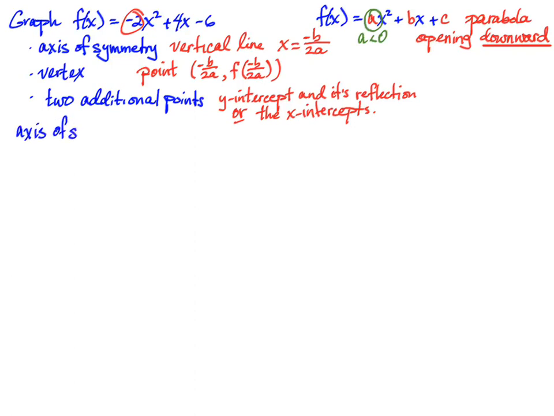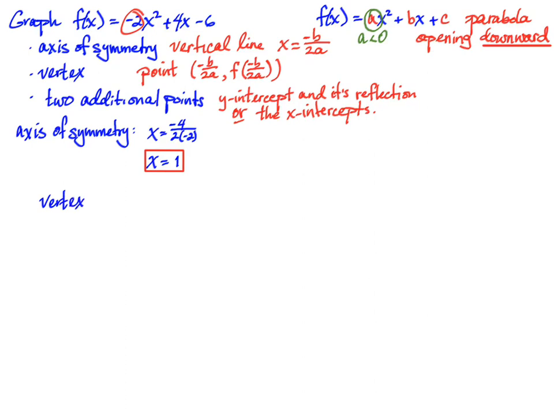So let's get going. The axis of symmetry for our parabola is the equation x equals negative 4 over 2 times negative 2. And if we simplify that equation, we get x equals positive 1. So that is the equation of a vertical line. Okay, it's not just a point, it's a whole line.